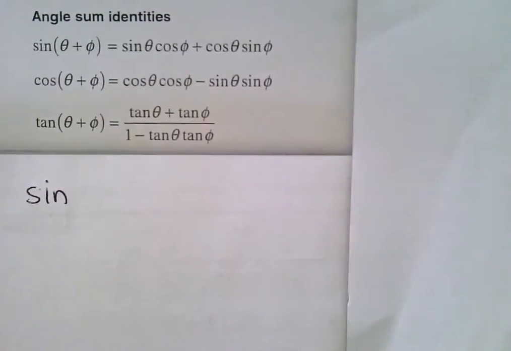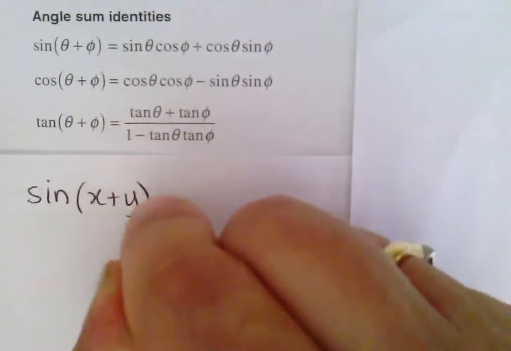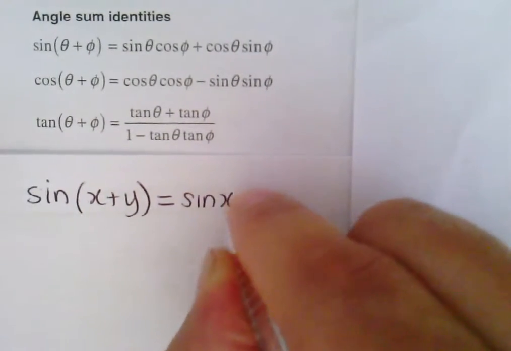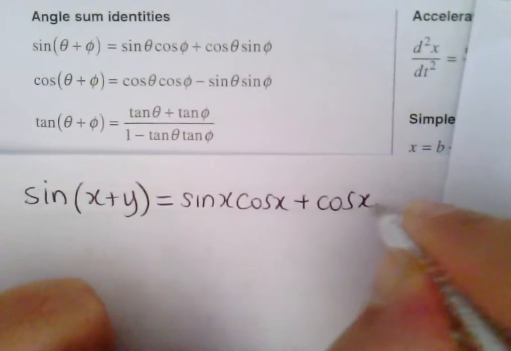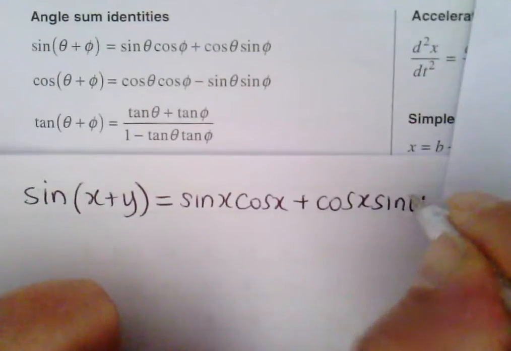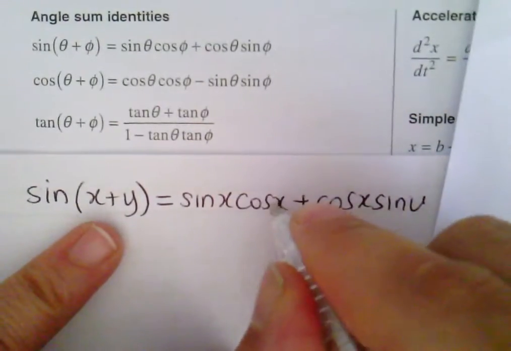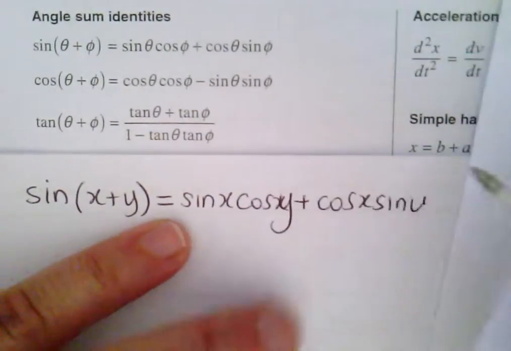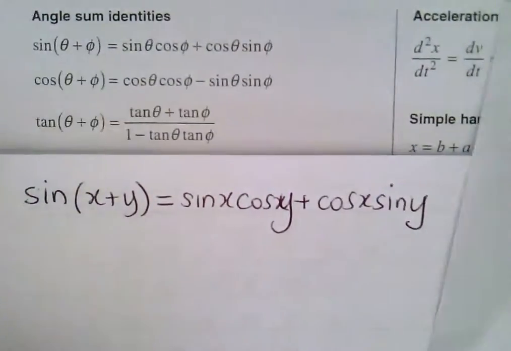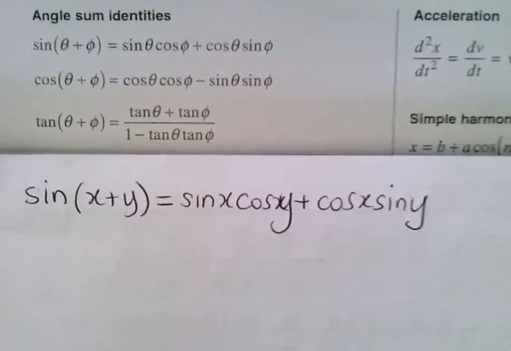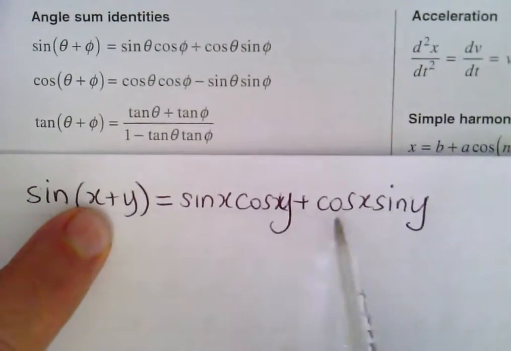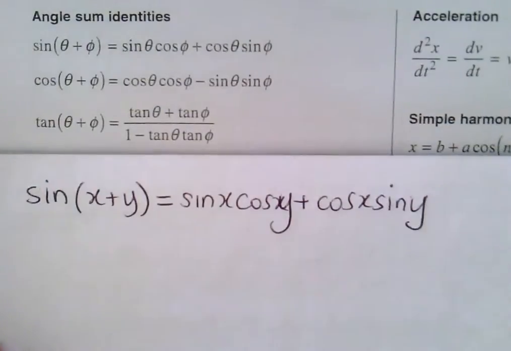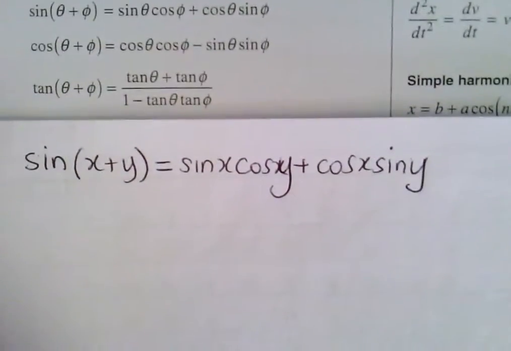Do you want x's and y's or alphas and betas? X and Y. So therefore, sine of x plus y is sine x cos y plus cos x sine y. I always say sine, keep the sign the same. The plus and the plus. That's how I remember it. Sine, keep the sign the same.